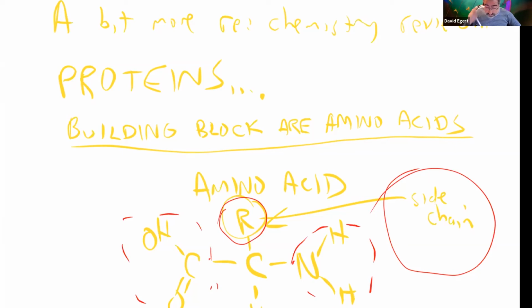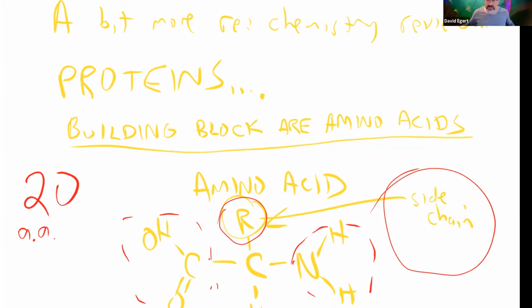So that's important. In a human, there are 20 amino acids to make up all the different proteins that are in your body. There are other kinds of amino acids out there as well, but in terms of the ones that make up all the proteins in your body, there's 20 of them. And we'll talk more about them.